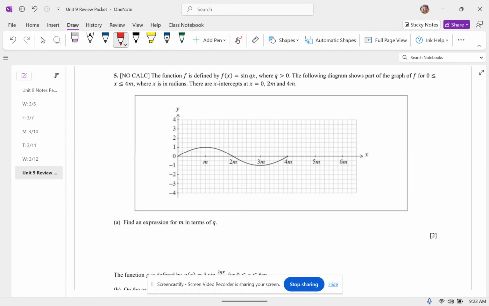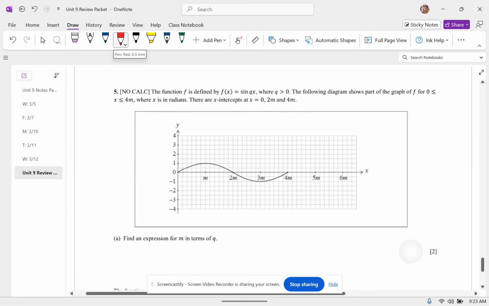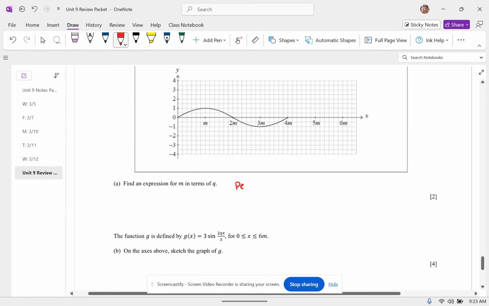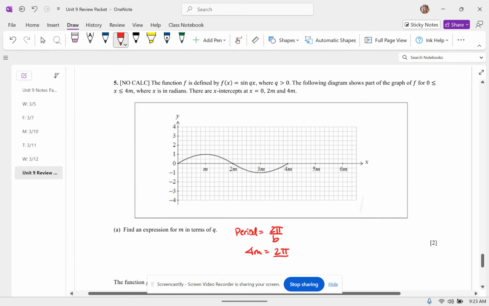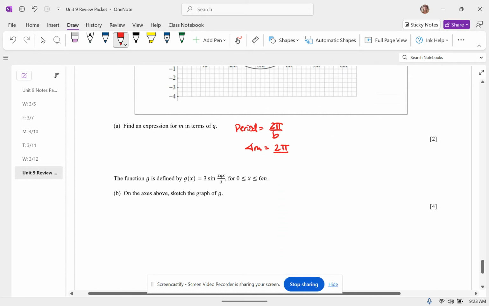So m seems to be the x inputs along the graph, and q is the frequency. The way these two things are related is through the period and the frequency. So I'm going to start with the period equals 2 pi over b equation and see what I've got here. It looks like this repeats its fundamental pattern in 4m, and 2 pi over b, where b is the letter q. I'm trying to find an expression for m in terms of q, so I'm going to solve for m and have q's as my answer.